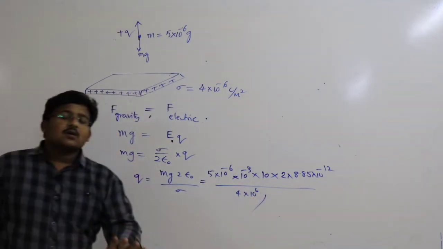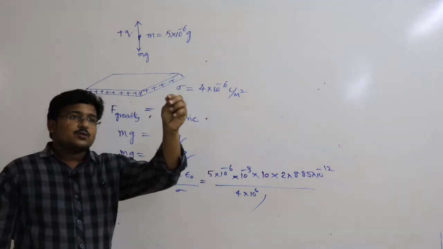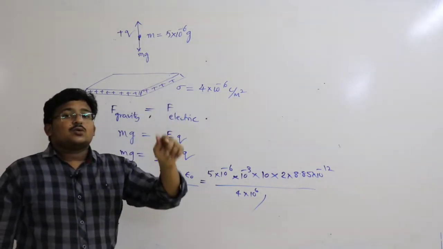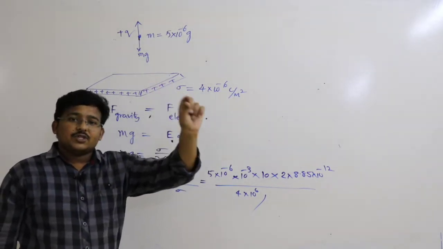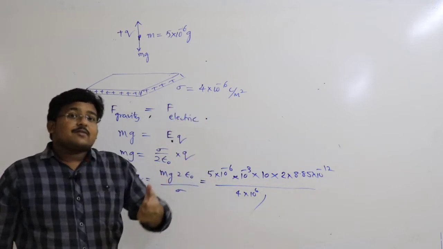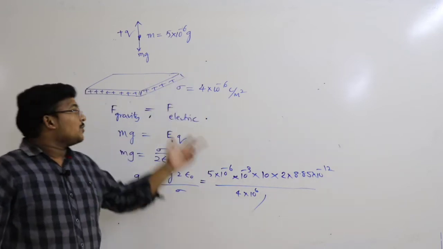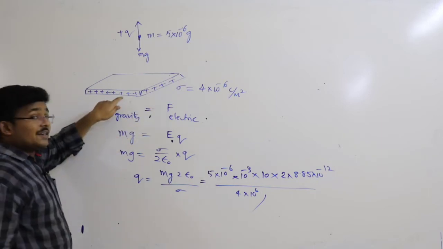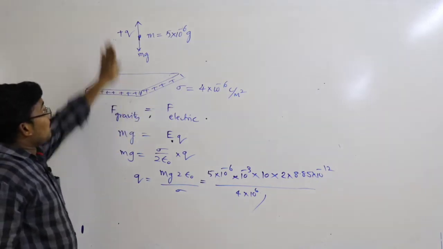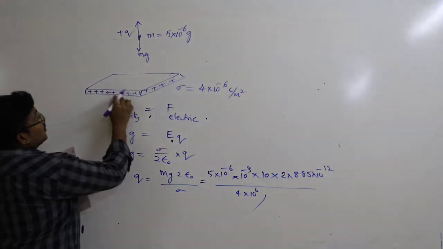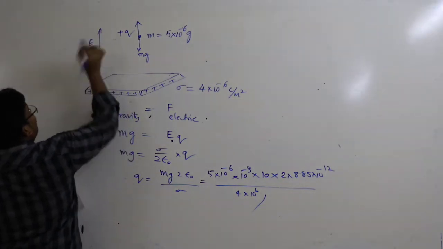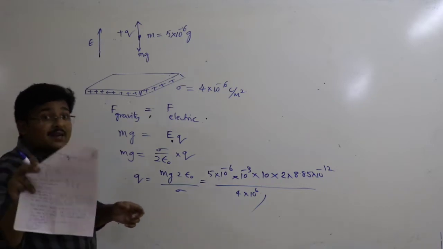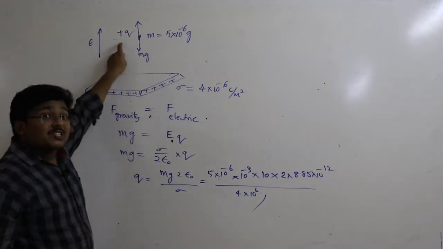So here what is the thing? Here is a charged particle. Gravity is acting down. To make the net force zero, another force is required which is against gravity, which will be given by the positive charge on this plate. See, the electric field due to this one is upward. This is positive, so the electric field will be upward.